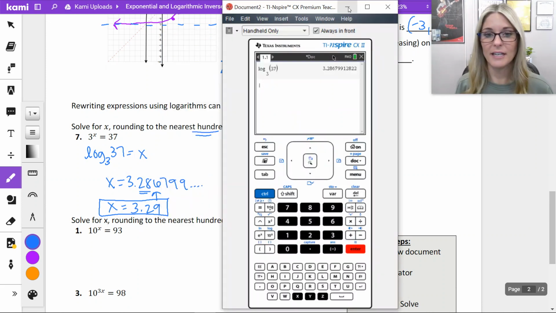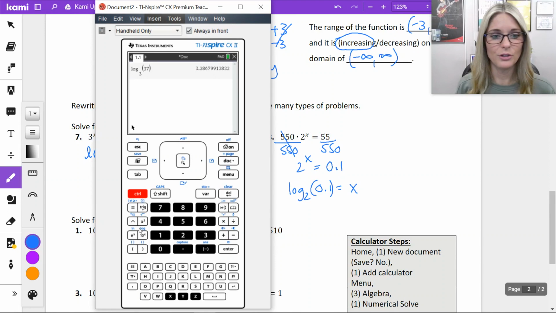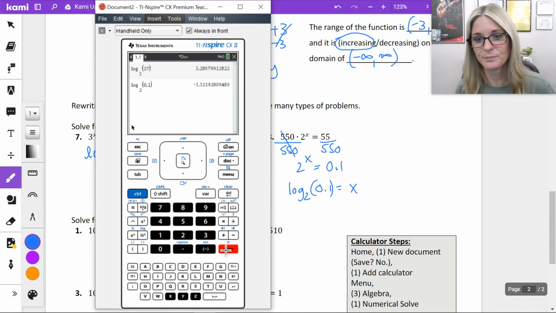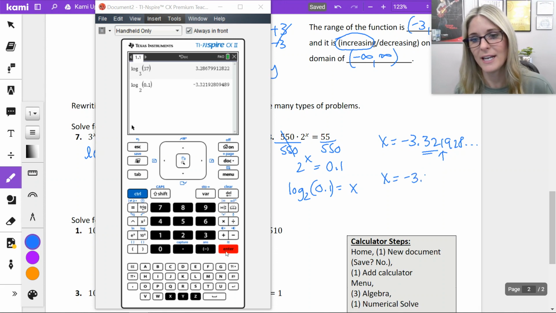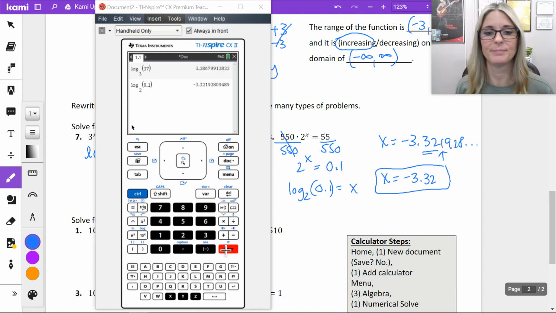Let's grab that calculator. Control, log base 2 of the 1/10 is equal to, again, writing it, so if you can't see it on my calculator, negative 3.321928 on and on. Again, rounding to the nearest hundredth is 2 decimal places. The 1 tells us how to round. We are going to let it rest. So negative 3 and 32 hundredths is our final answer for number 8.